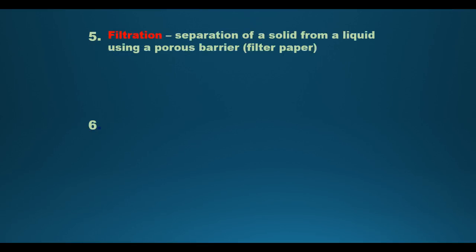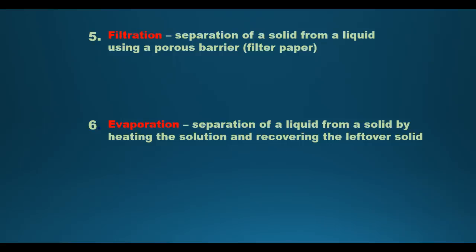Okay, a 5th type is called filtration, and you're probably familiar with filtration, in which you're using a piece of filter paper. You're going to pour a mixture, collect the solid on the filter paper, and the liquid is going to go through that porous barrier. And lastly, we have evaporation, where you're simply heating up the liquid, it's going to evaporate, go into the gaseous phase, leaving the solid behind. And so it's the solid that we're going to collect. So those are 6 different means of physical separation of mixtures.